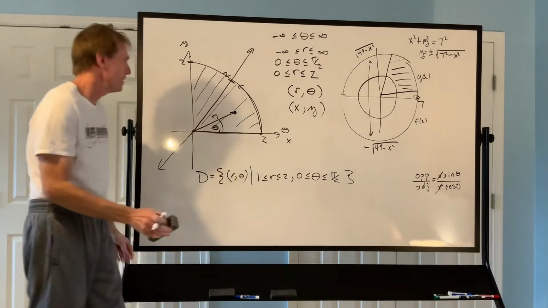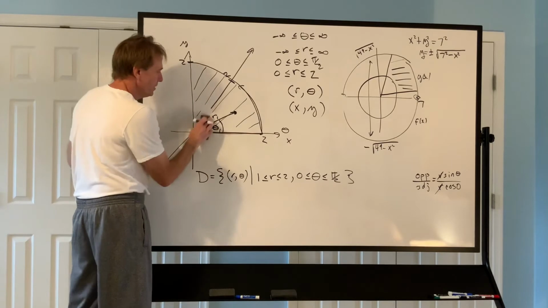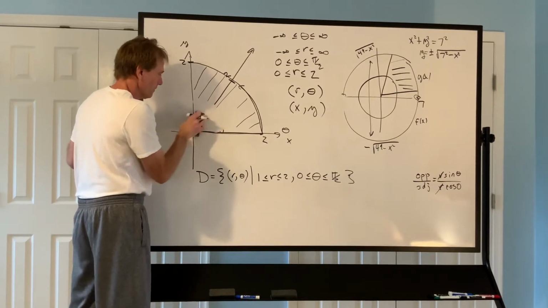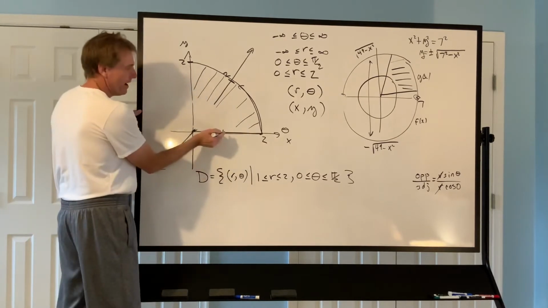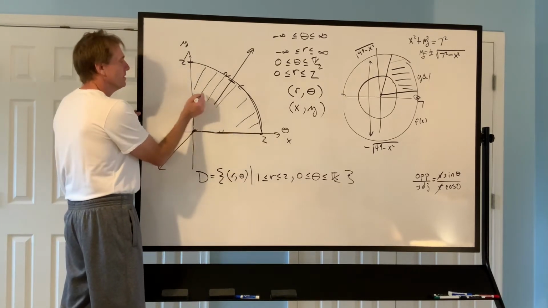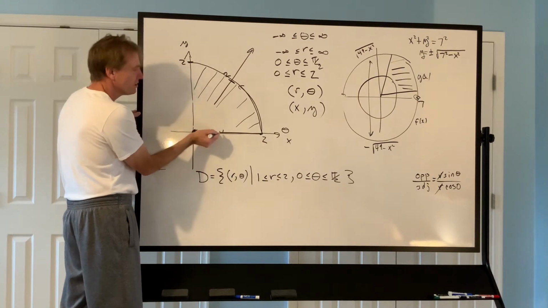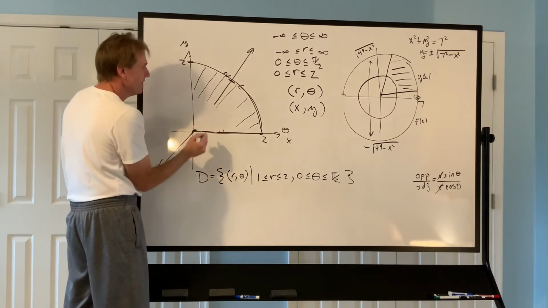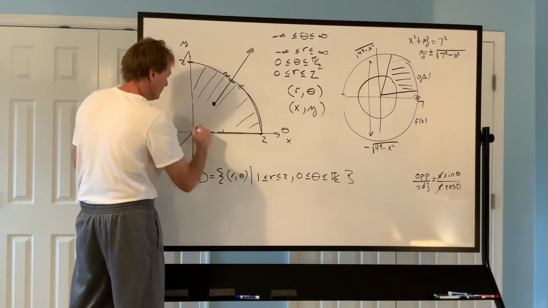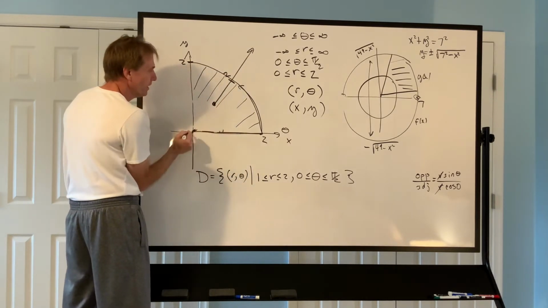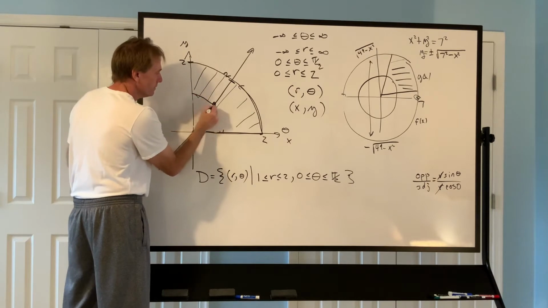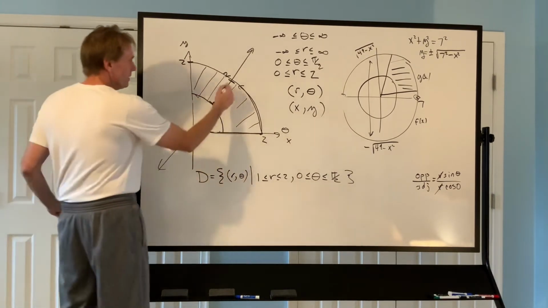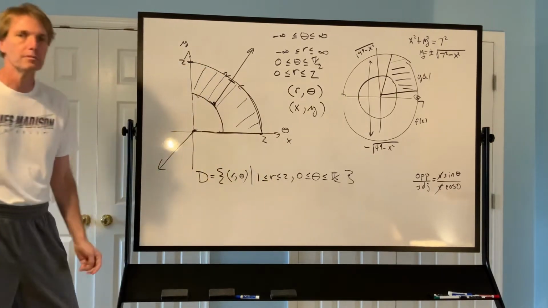Okay, and hopefully what you said when you unpause me is that we're still letting our angular coordinate run between 0 and pi over 2. So we're still going to be sweeping out in this first quadrant, but now we're going to have nothing between 0 and 1, and r is now running between 1 and 2.